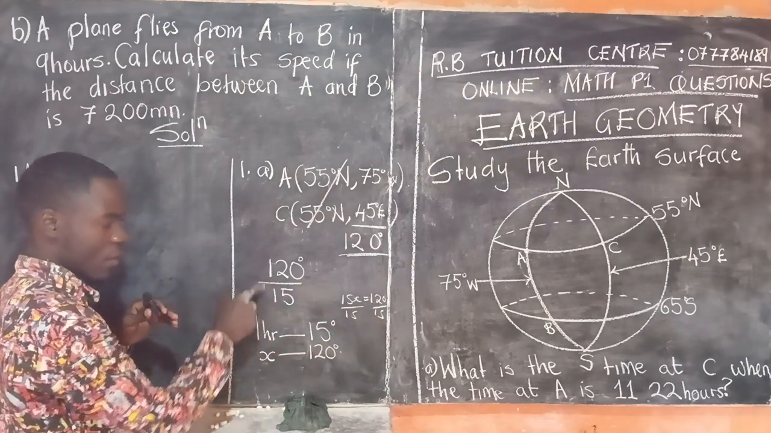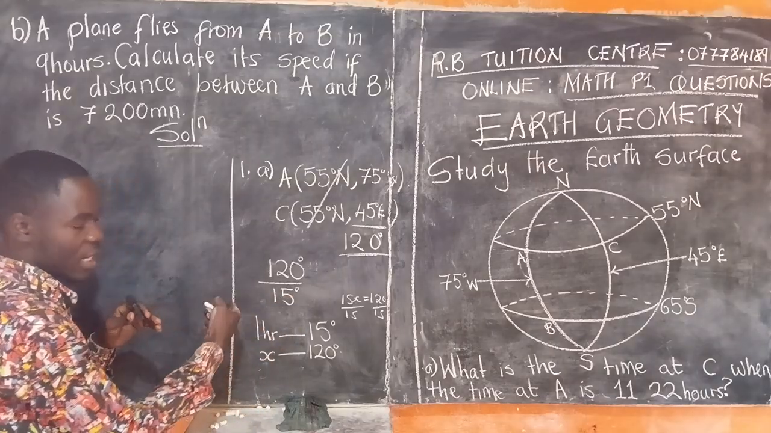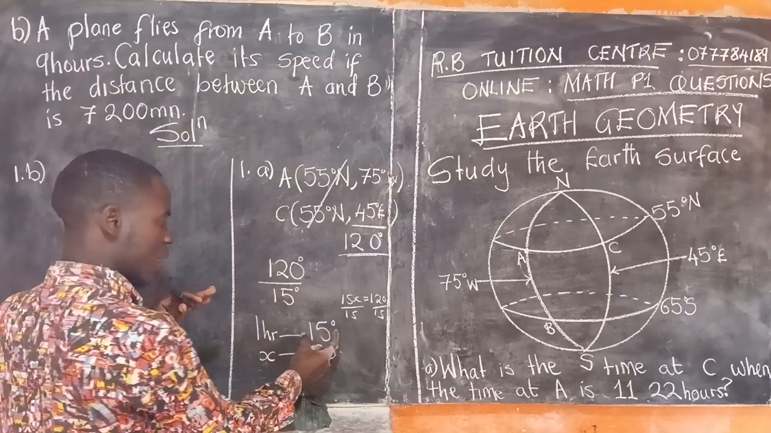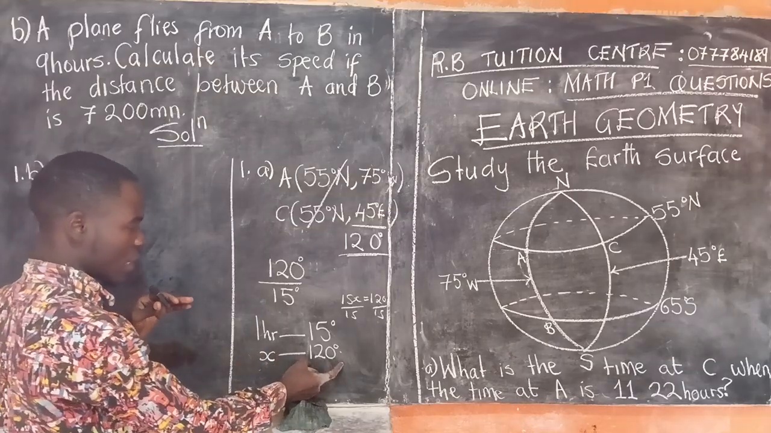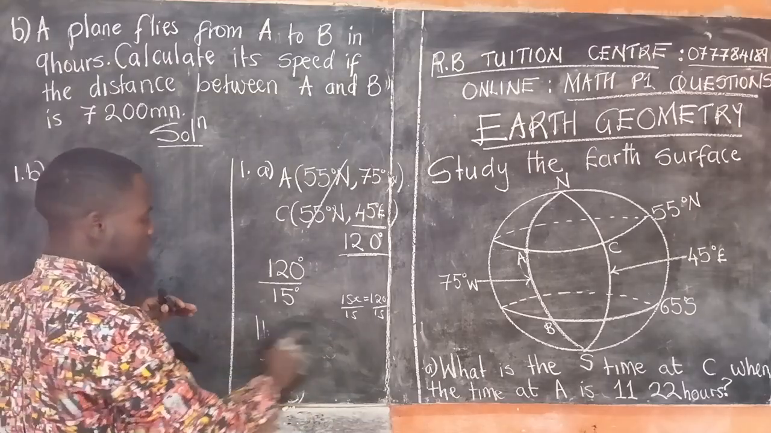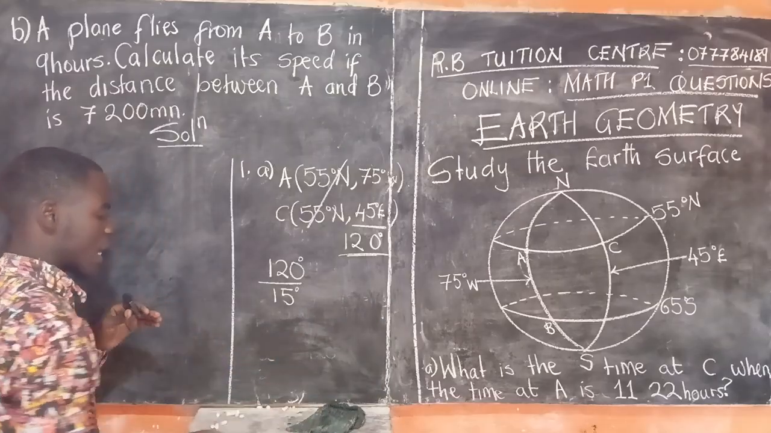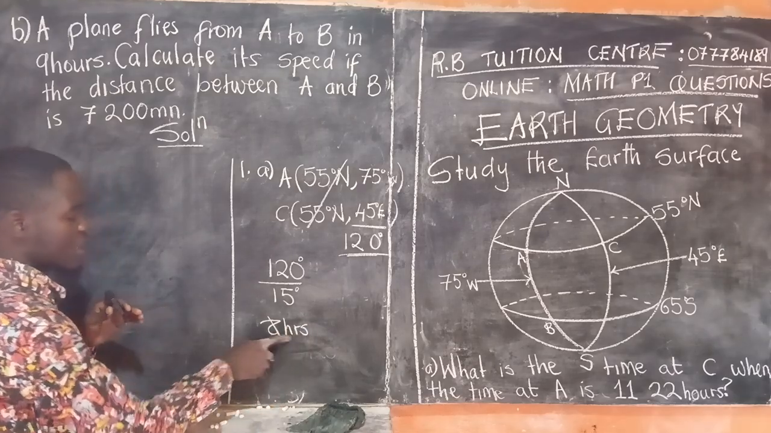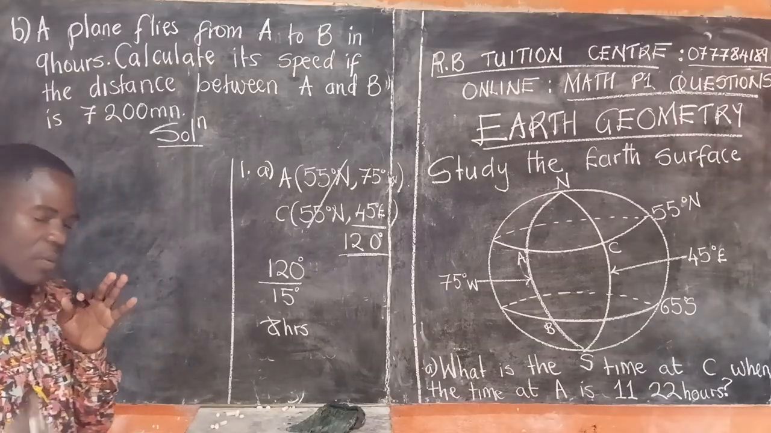Are we getting the point? This 15, you just need to divide by 15. In 1 hour, the earth rotates 15 degrees. Then in an unknown number of hours, the earth rotates 120 degrees. So we have to find the value. What if you divide 15 into 120? The answer is 8, right? So 8 hours.